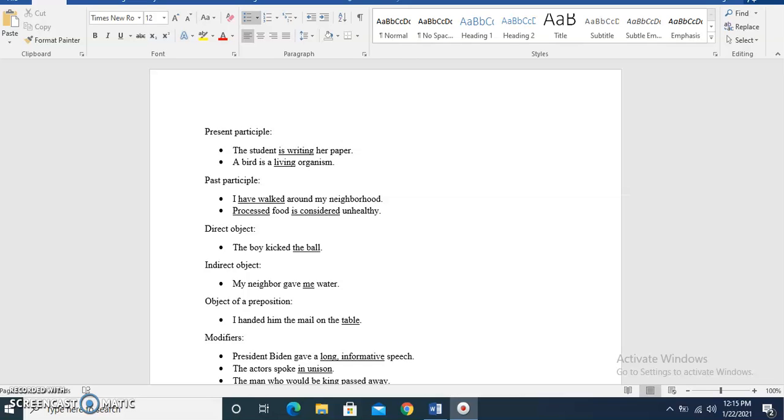Another way to use a present participle is to use this ing ending as a form of description or an adjective, right? So in this second example I have, a bird is a living organism. If I add that ing ending to the word live, now I'm changing that to this adjective that describes the organism, right? Living. So again, just a couple of ways you might use a present participle when you're writing.